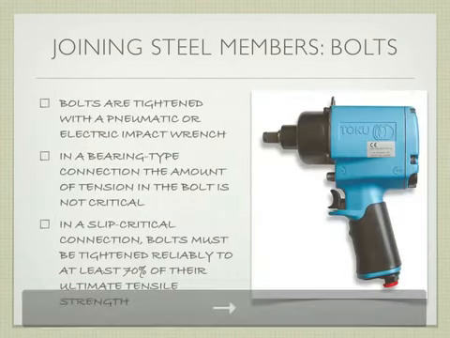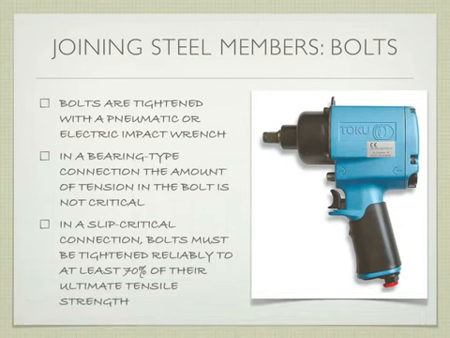The bolts are going to be tightened with some kind of a pneumatic hammer, or an electric impact wrench, usually. In a bearing type connection, the amount of tension that the bolt is in isn't really critical, remember, because it's about the bolt not being able to break apart.